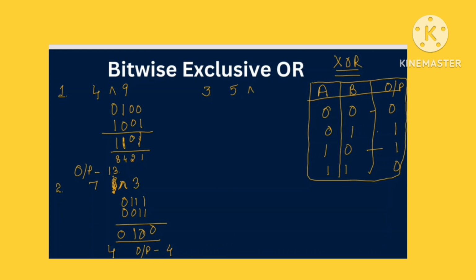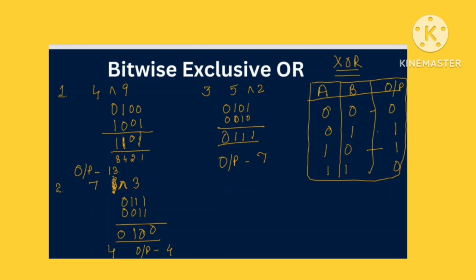Now the third question, 5 exclusive OR 2. So 5 will be 0 1 0 1 and 2 will be 0 0 1 0 in binary. So 1 and 0, different input, output 1. 0 and 1, different input, output 1. 1 and 0, different input, output 1. Then the same input, 0. So 0 1 1 1, the output is 7. I hope these three questions are clear to you.